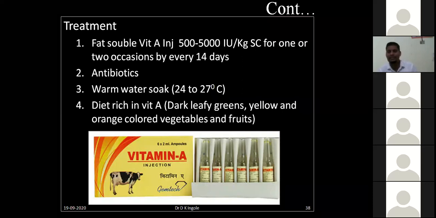Then for all animals, we check the environmental temperature and maintain the normal temperature. We have to give a warm water soak, 24 to 27 degrees Celsius warm water. Keep the animal for 1 hour in the evening and 1 hour in the morning. That is the best therapy for rehydration also, and that will improve the immunity of the animal.